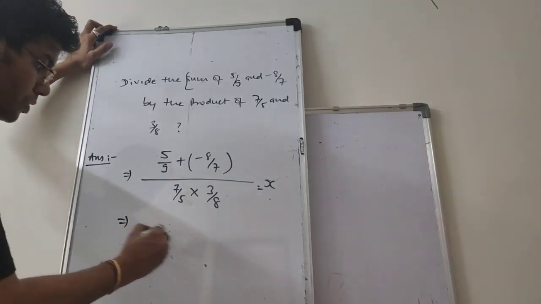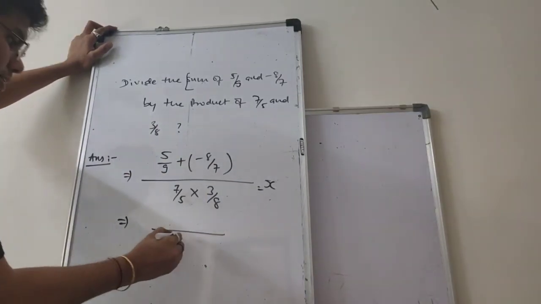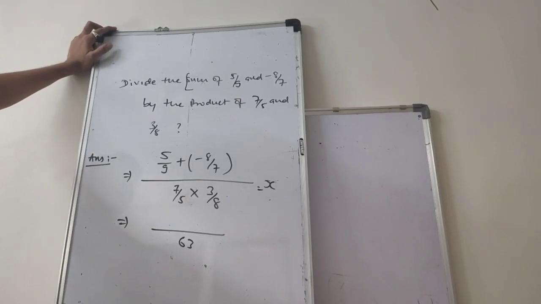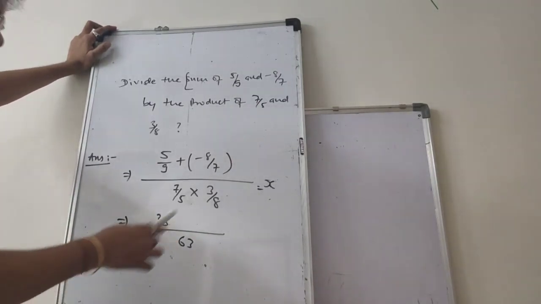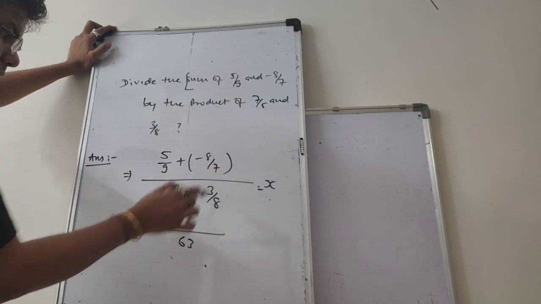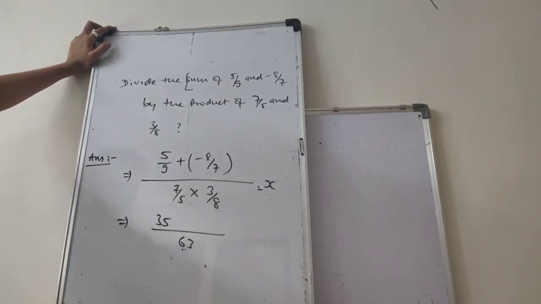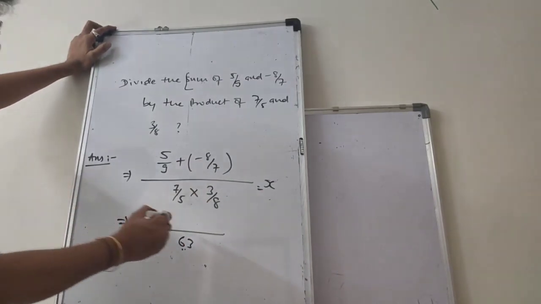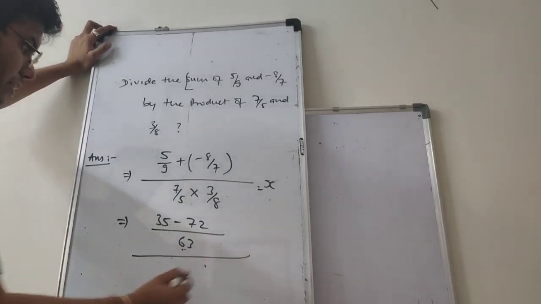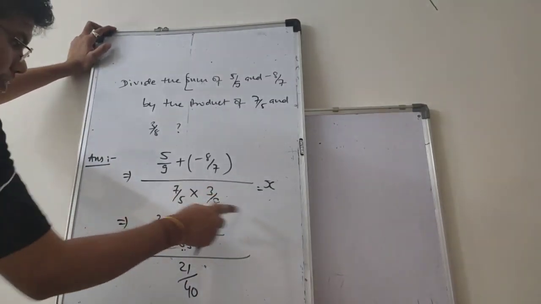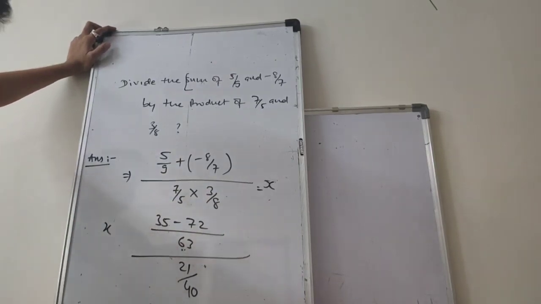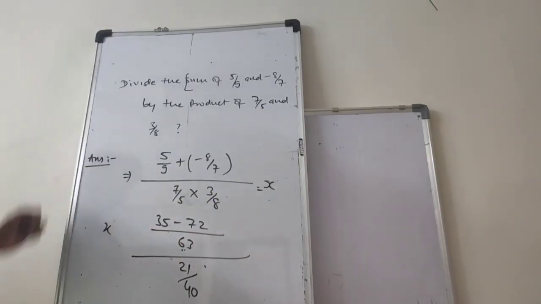Now LCM of 9 and 7 is 63. Now 63 is divided by 9. The quotient comes 7. 7 is multiplied by 5. It will be 35. Now 63 is divided by 7. The quotient comes 9. 9 is multiplied by 8, minus 72. Divided by 21 by 40, because the product of these two is 21 by 40.